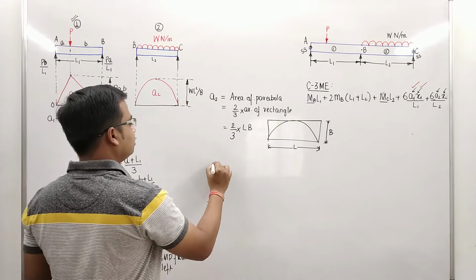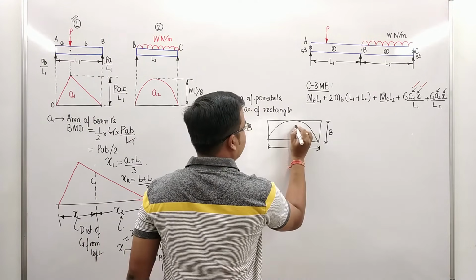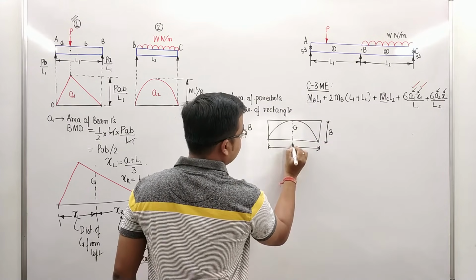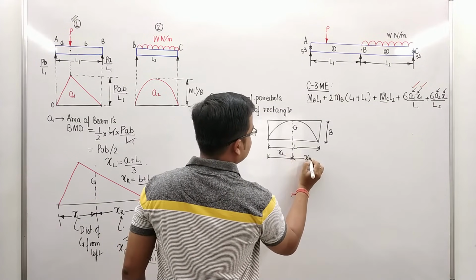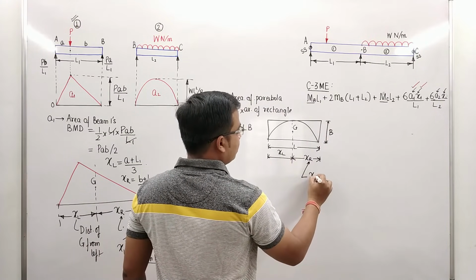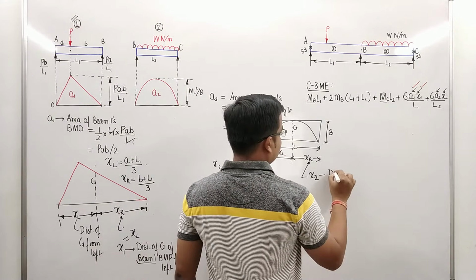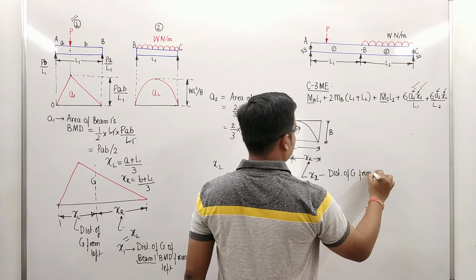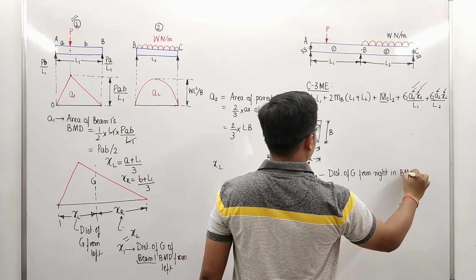And as far as X2 is concerned, let me clarify. If this is the centroid, obviously the centroid is going to be somewhere here along this axis, isn't it? So this is going to be XL, and this is going to be XR. So in the case of X2, this is XR. X2 is the distance of the centroid from the right in the bending moment diagram.